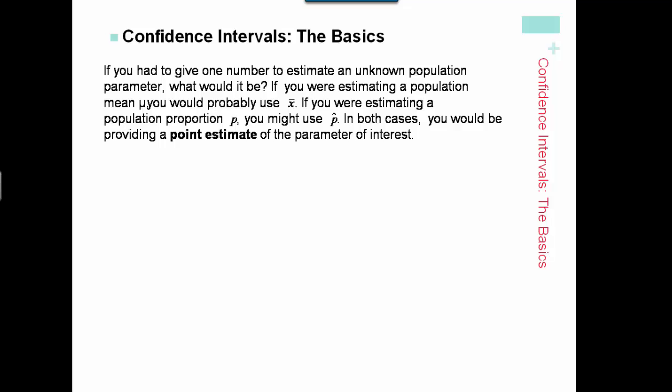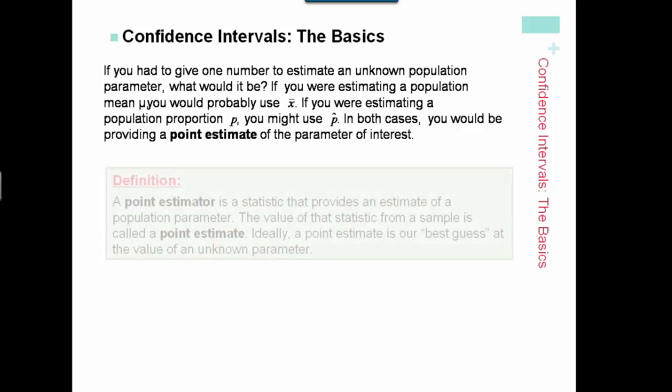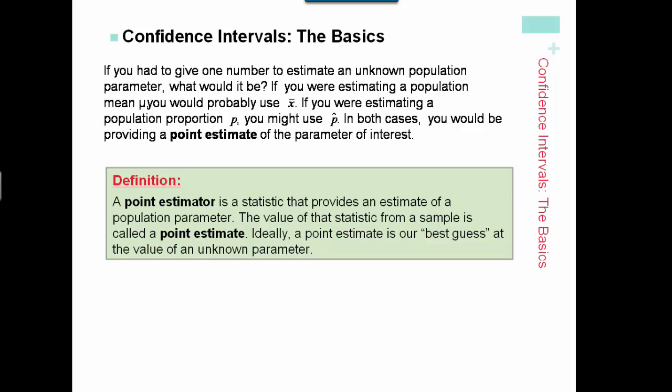If you had to give one number to estimate an unknown population parameter, what would it be? If you were estimating a population mean, mu, you would probably use x bar. If you were estimating a population proportion, you would probably use p hat. In both cases, you would be providing a point estimate of the parameter of interest. A point estimator is a statistic that provides an estimate of a population parameter. The value of that statistic from a sample is called a point estimate.